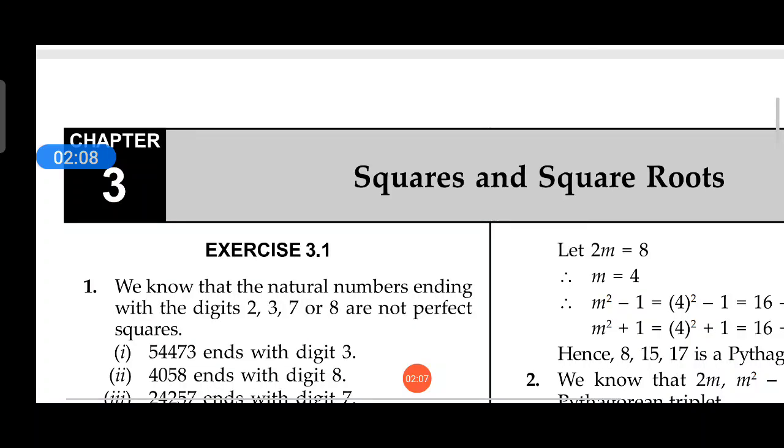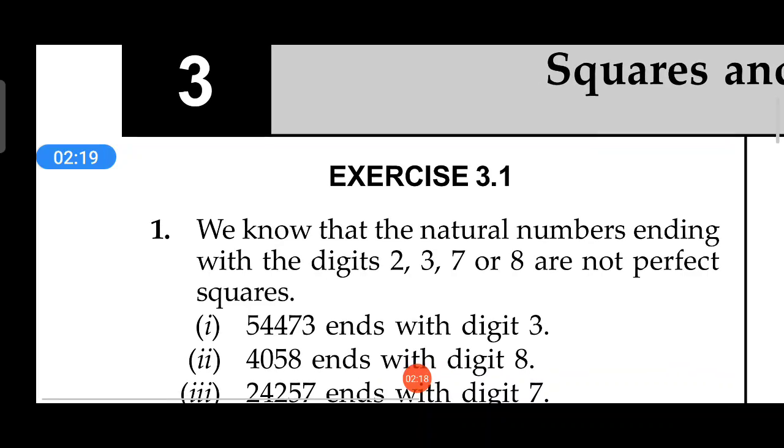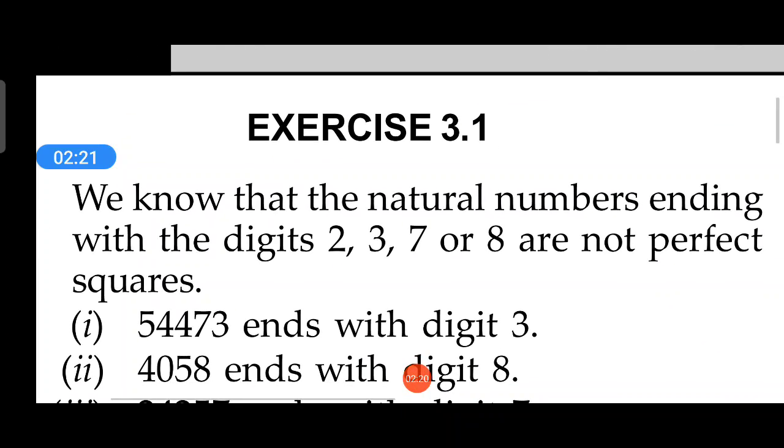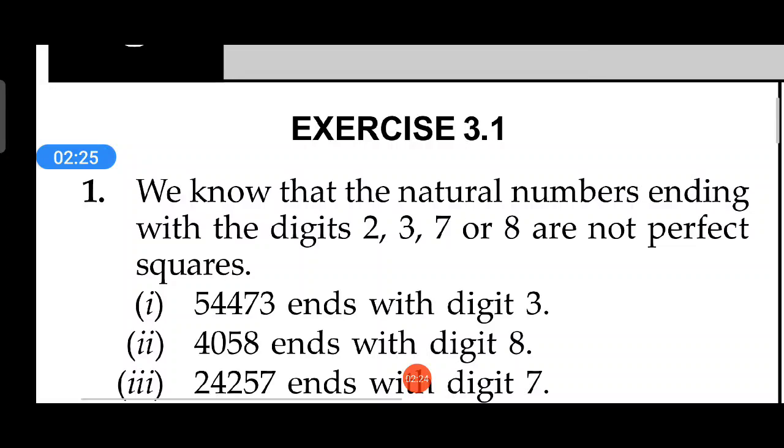So, chapter 3, squares and square roots. We are beginning our exercise 3.1. In this exercise we have to find out that the following numbers are not perfect squares. Question number 1 is, show that the following numbers are not perfect squares.